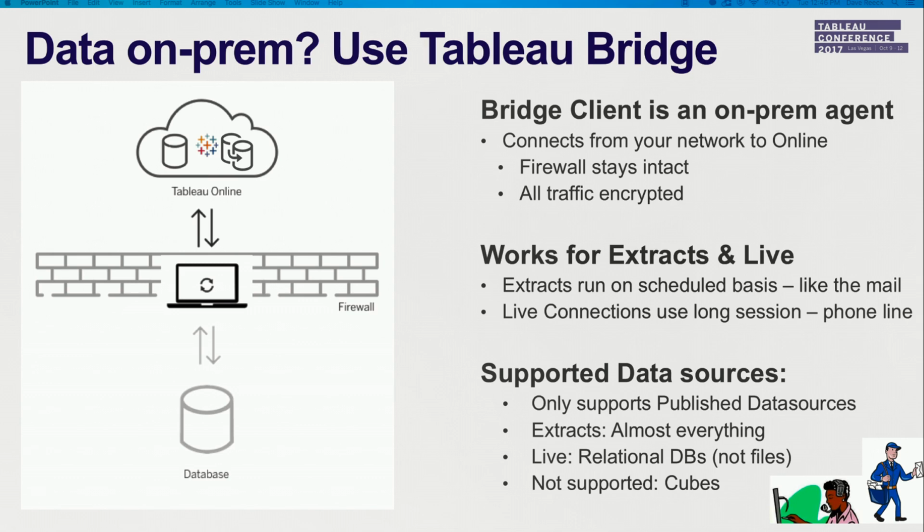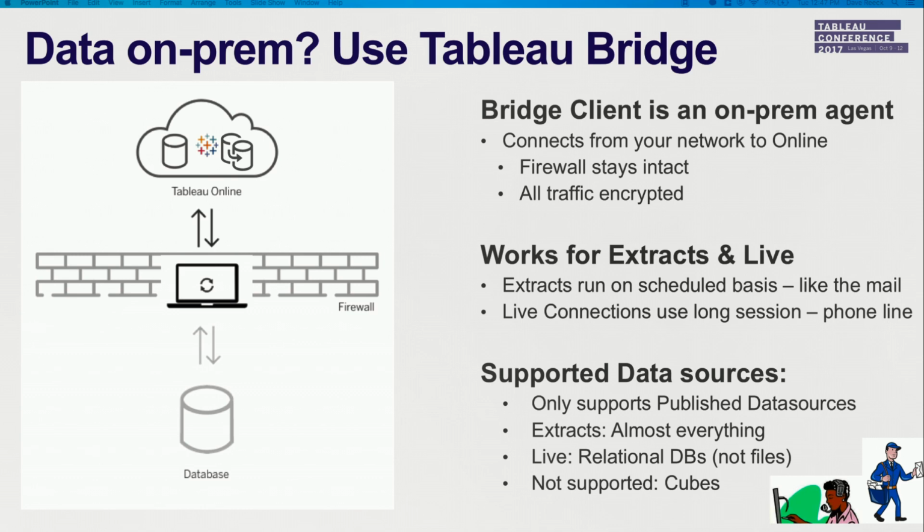The other option is to use an on-prem agent. Our on-prem agent used to be called Tableau Online Sync Client. We've renamed it to Tableau Bridge. Really what it does, it exists to make outbound connections to online so that you can do extracts and live connections. Your firewall always stays intact. Just like all data that goes to online, it will always be encrypted. Tableau Bridge used to work for extracts only. In 10.3, which is the release before the last one, we actually added live connections. So that's a brand new feature. I can talk a little bit about how those work.